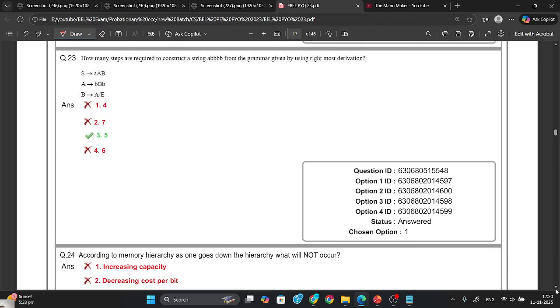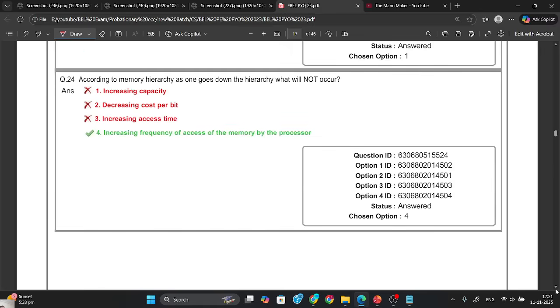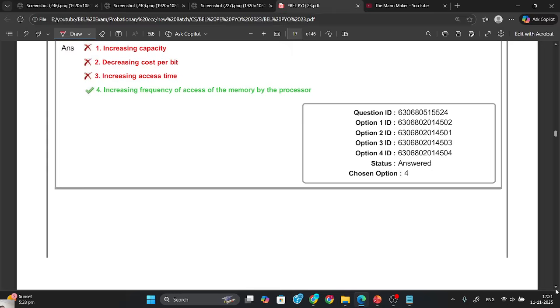Okay. How many steps are required to construct the string A, B, B, B, B from the grammar given by A using rightmost derivation? We have this derivation. So if you solve this one, it will go up to 5 steps. Okay, so the answer is 5.